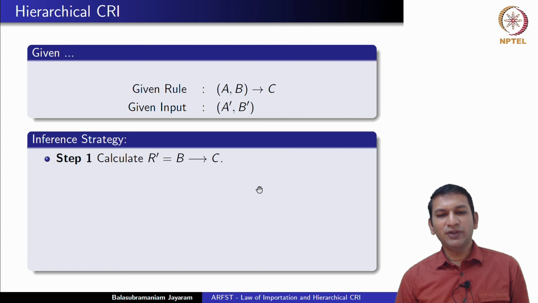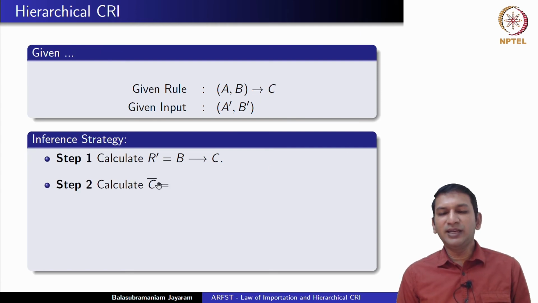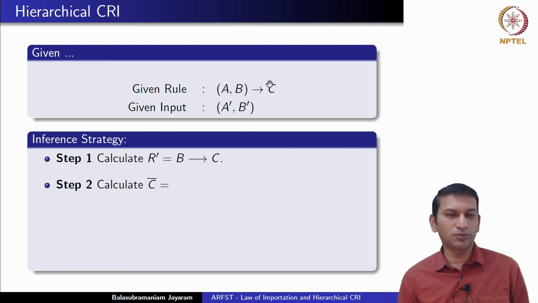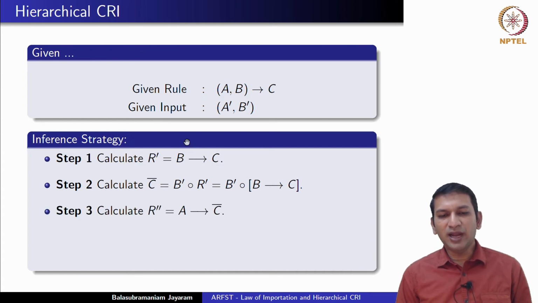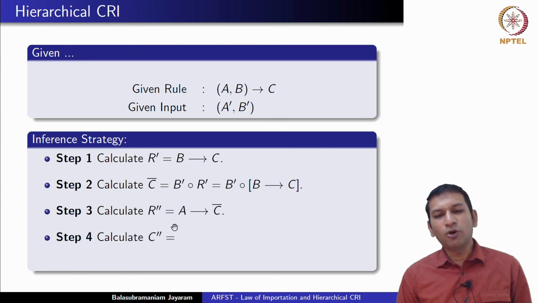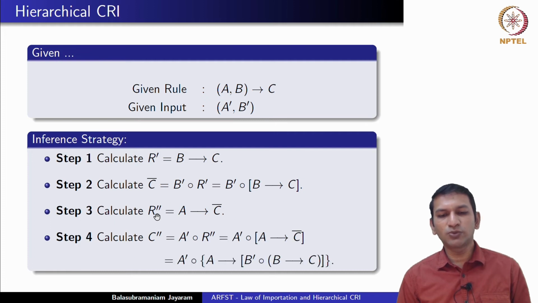It says, first calculate B implies C. Then calculate an intermediate output C bar by using B dash and B implies C. Now B implies C means it's a single input, single output rule. You have a 2D relation. Given a B dash, you compose it with this R dash and obtain the C bar, which is an intermediate output. Now in the third step, we use A and this C bar as the consequent and obtain the rule relation. Then obtain the final output by composing A dash with this R double dash. So overall, this is what you will get.